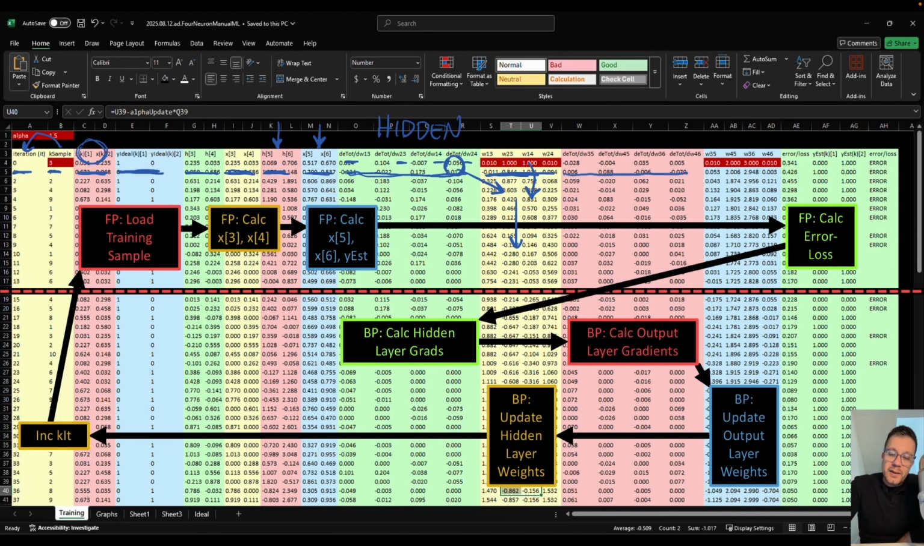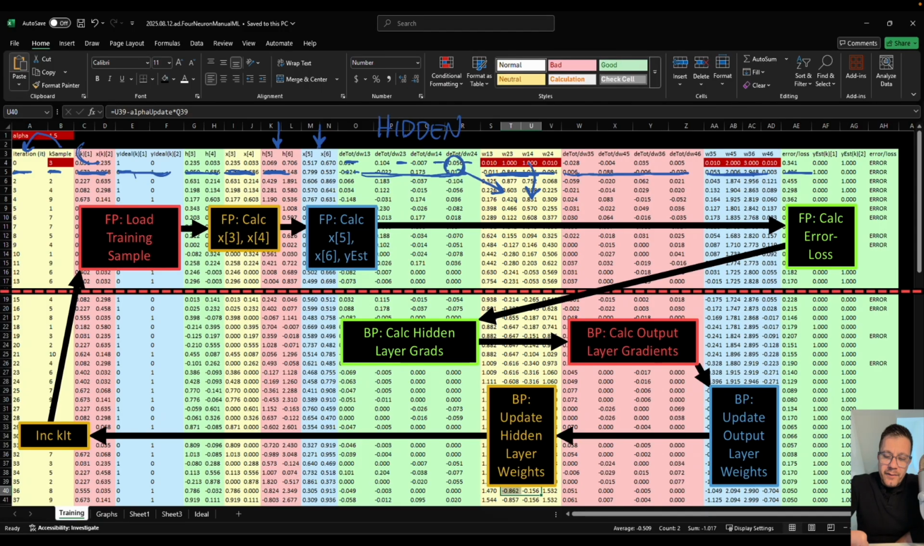To the right of that, we calculate the derivative of the total error with respect to the output layer synapse weights. Then we have the output layer synapse weights themselves. And finally, in the green, we calculate the total error as well as the two error components E5 and E6. The black boxes serve as sort of a flowchart to demonstrate how this worksheet operates.